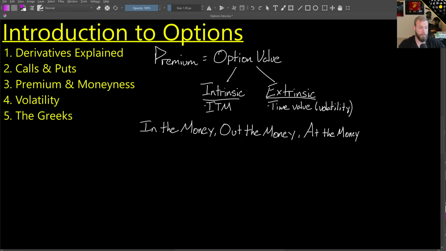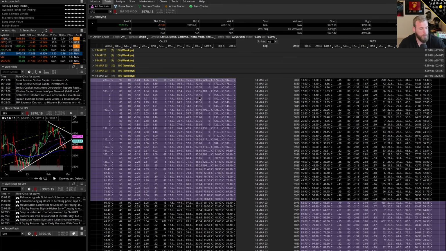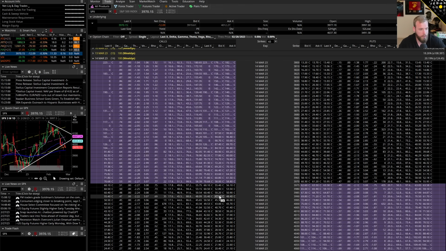So we talked about the premium of an option. This is how much an option is worth. This is the value that's assigned to the options contract itself. Why does an options contract itself have value? Well, if you'll recall, I told you that calls appreciate in value as the underlying goes up and puts appreciate in value when the underlying goes down.